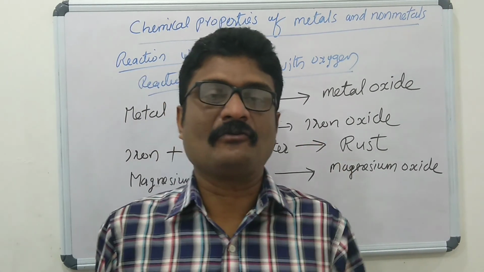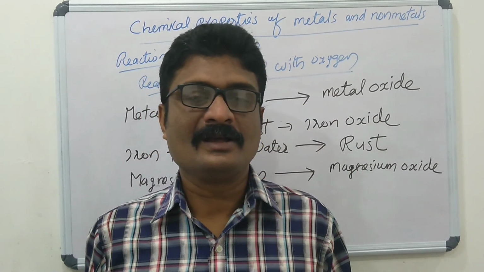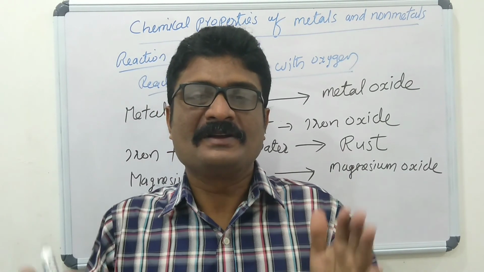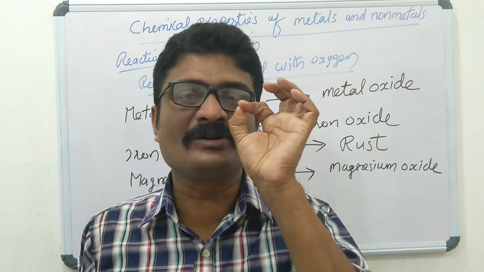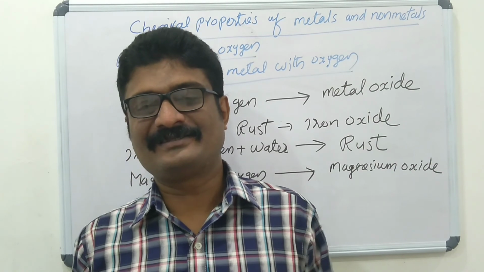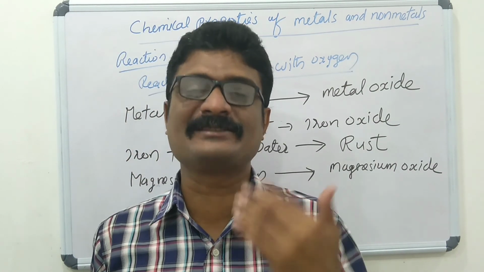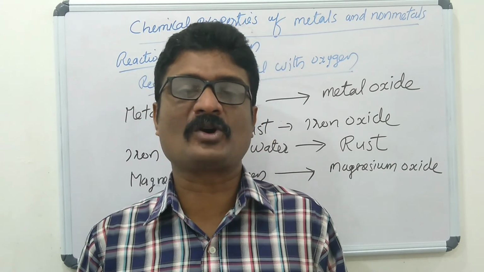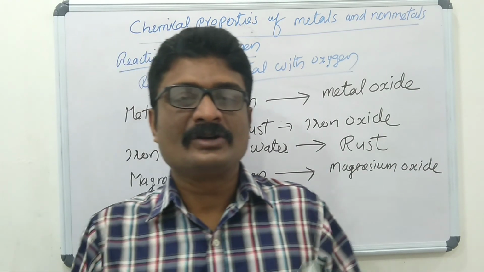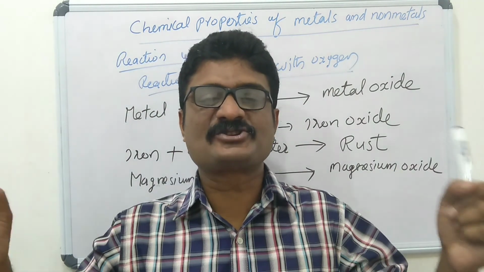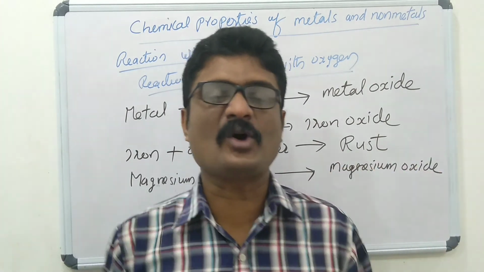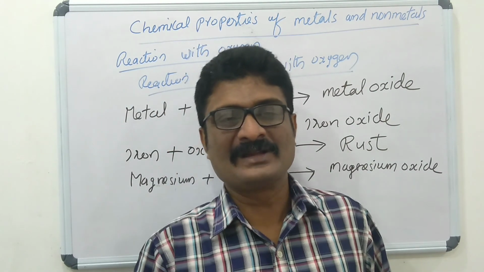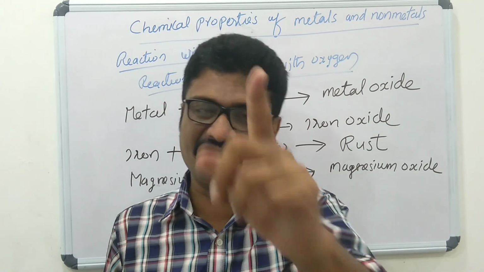Then when a metal, copper, is exposed to moist air, it forms a green colored coating on the surface. The green colored coating is nothing but copper oxide. Then, to understand the nature of the oxide formed by a metal, that is, whether the oxide is acidic or basic, let us perform an activity.